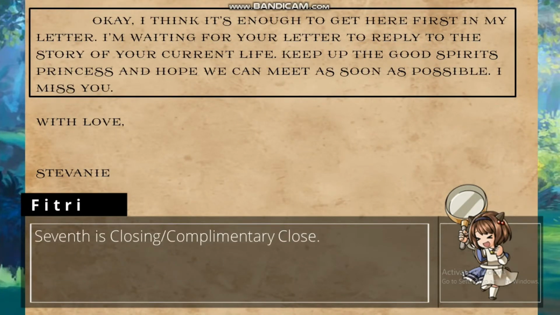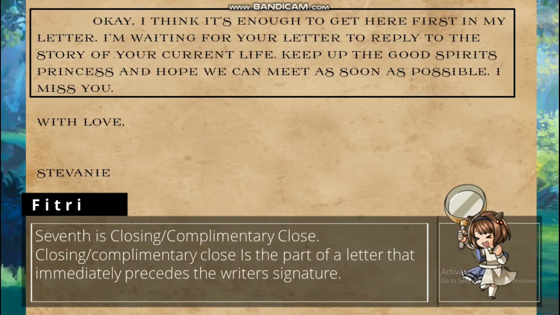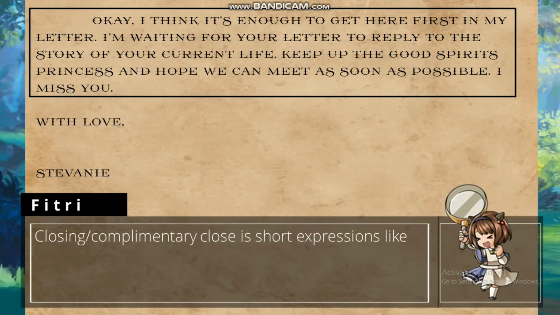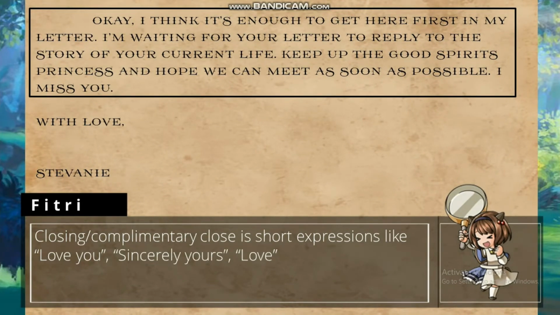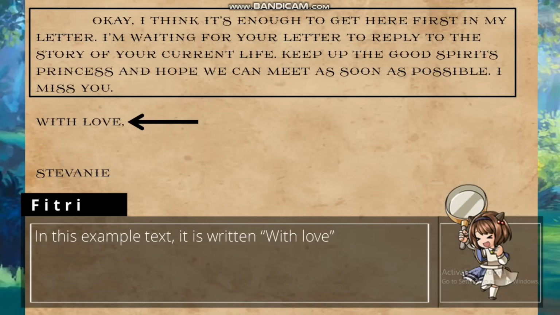Seventh is closing or complimentary clause. Closing or complimentary clause is the part of a letter that immediately precedes the writer's signature. Closing or complimentary clause is a short expression like "Love you, sincerely yours, love." In this example text, it is written with love.